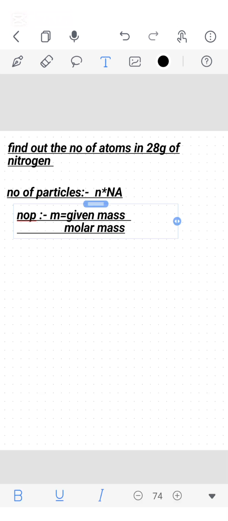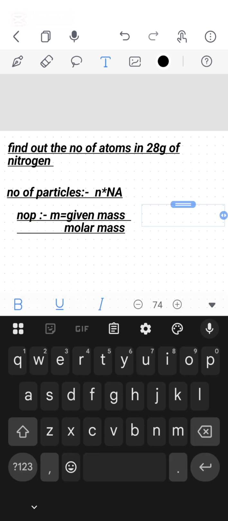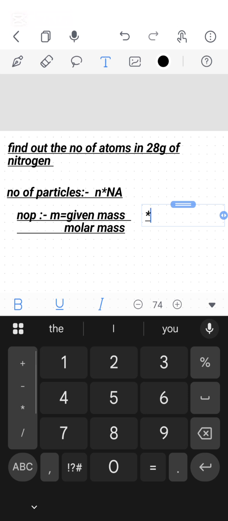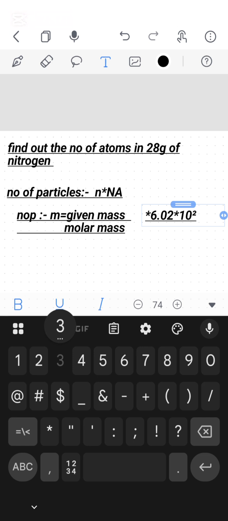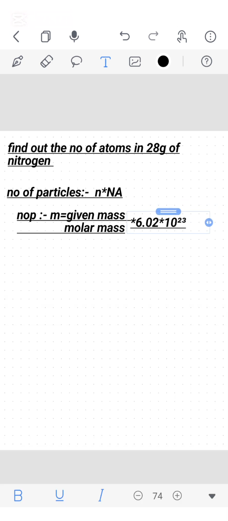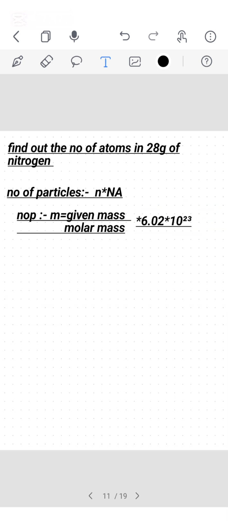Then simply we will be writing that after it is N_A with us, so we will be writing the multiply sign, and what is the value of N_A? 6.02 multiplied by 10 to the power 23. Okay, so that is what this formula looks like.